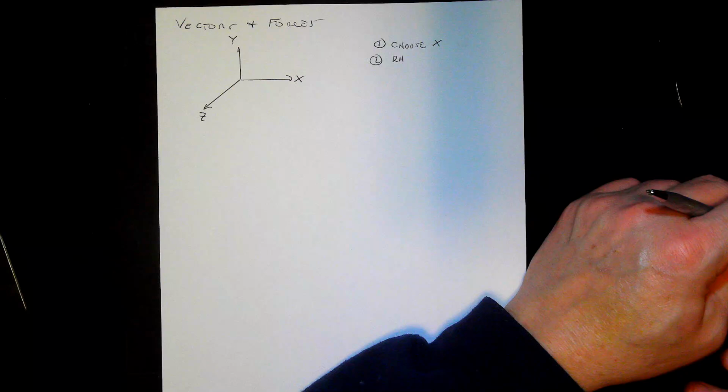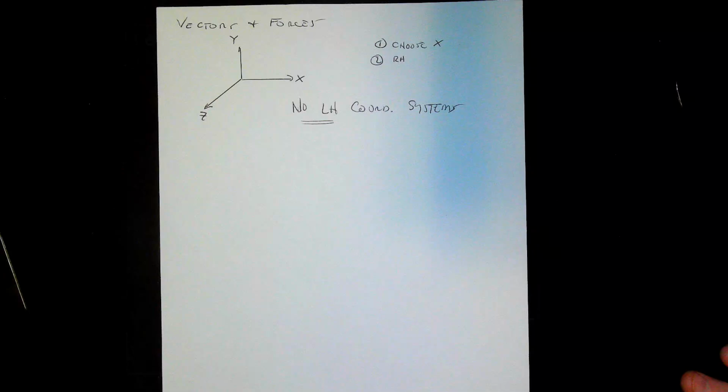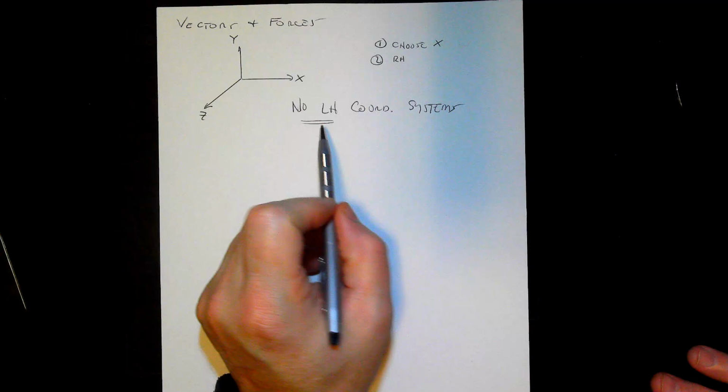Step one, choose the X. If you have a potential coordinate system here, the X is a free choice. If we just take the standard one, once we decide that's X, then the rest of it is all determined by your right hand.